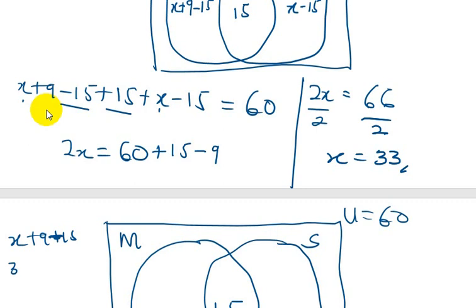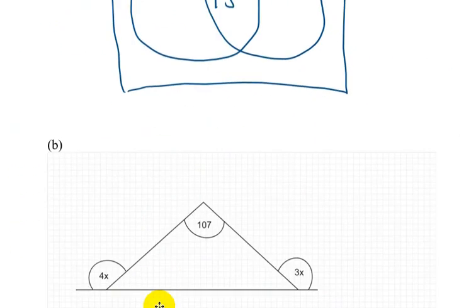So it will be 33 plus 9 minus 15. So 33 plus 9 minus 15 is going to give us 27 over here, 27. And the same way, x minus 15 here is also going to give us 18. So this is how the Venn diagram finally looks.